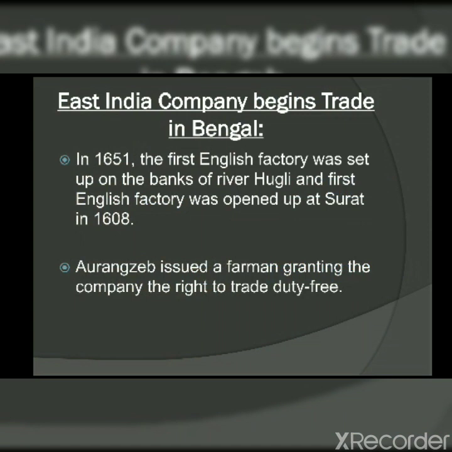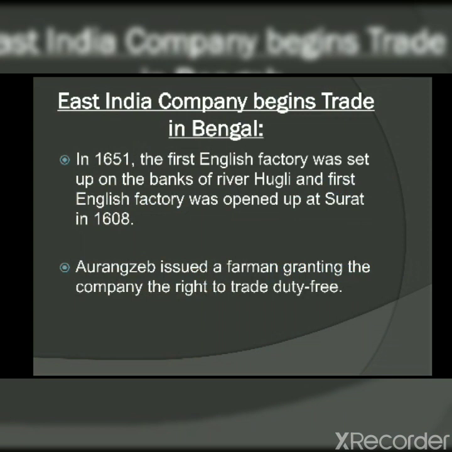In 1651, the first English factory was set up on the banks of river Hooghly. And in Surat, the English factory was opened up in 1608. Aurangzeb issued a farman granting the company the right to trade duty-free. A farman, children, is a royal edict, or you can also call it a royal order. So when Aurangzeb issued the farman, he gave it to the company so that they can trade duty-free. That means they don't have to pay any taxes.